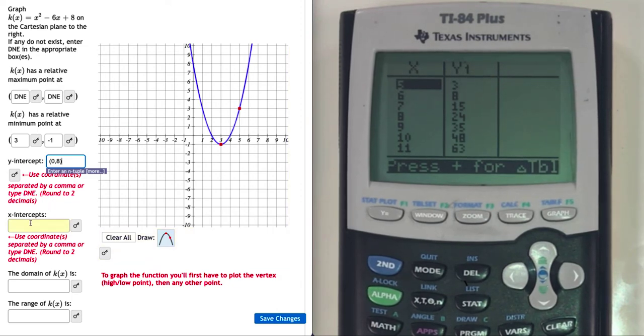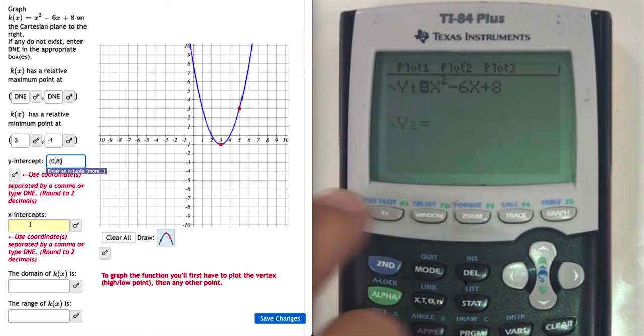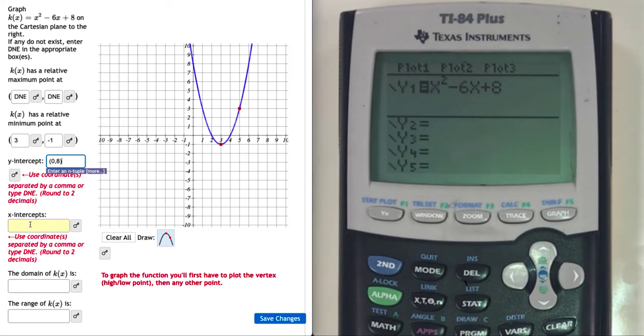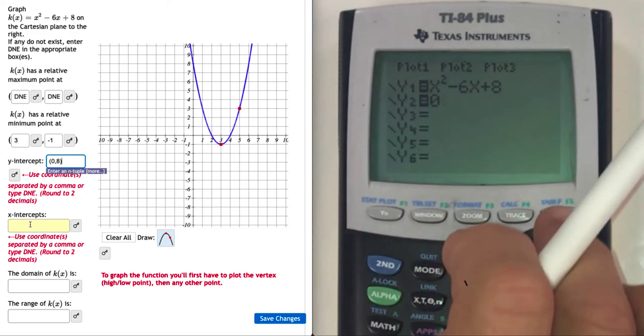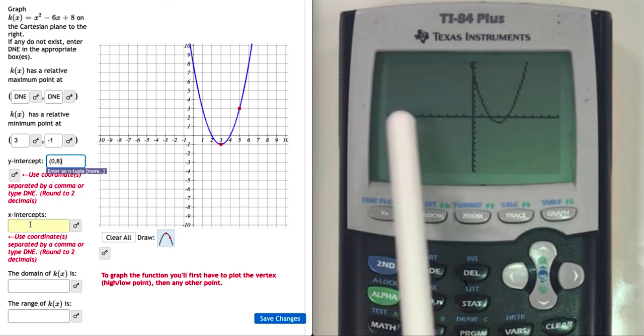Then from here, the x-intercepts. This is a special skill also. You're going to go back to the y equals. In order for you to find x-intercepts, you need a second equation in here that is going to say y equals 0. When you type in y equals 0, that's going to create a line that's horizontal, and it's going to go across the x-axis right on top of it.